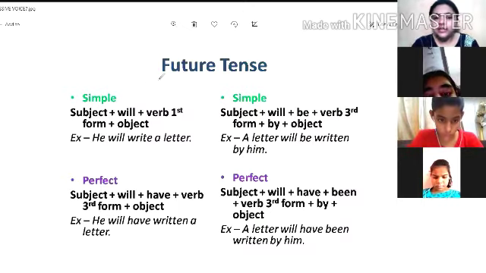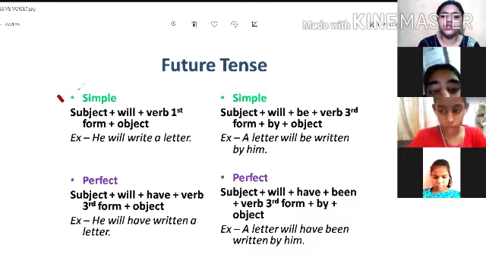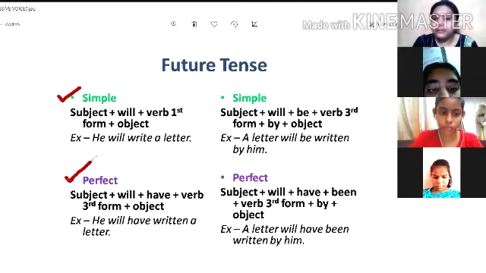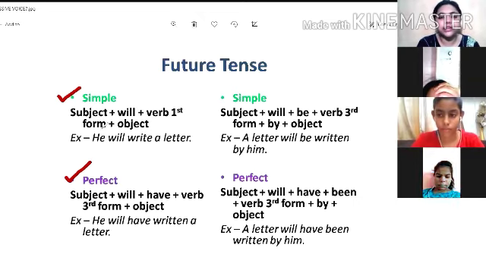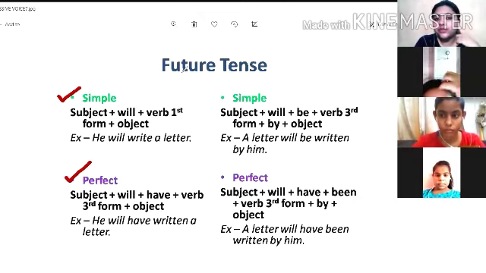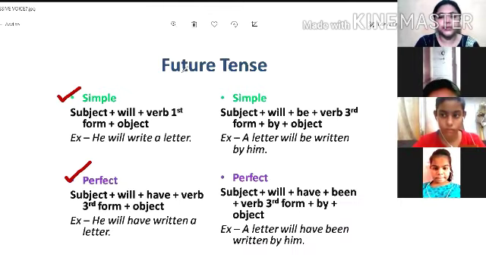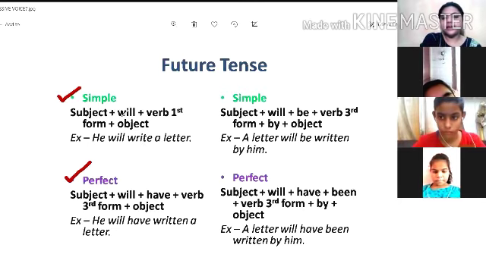Now the future tense. In future tense, things have been made simpler for you because we only have to learn the conversion of only two subdivisions, that is simple future tense and future perfect tense. So we do not have any conversion for future continuous and future perfect continuous. If somebody asks you the passive for future continuous, then you simply have to say that there is no passive voice for future continuous. Let us look at the structure and example.